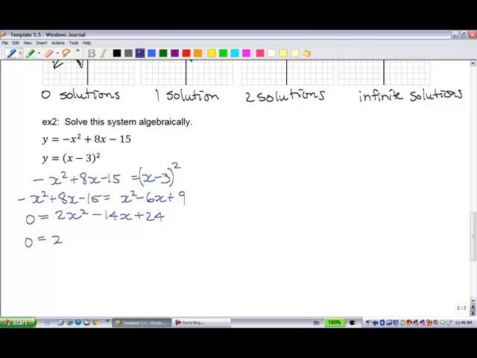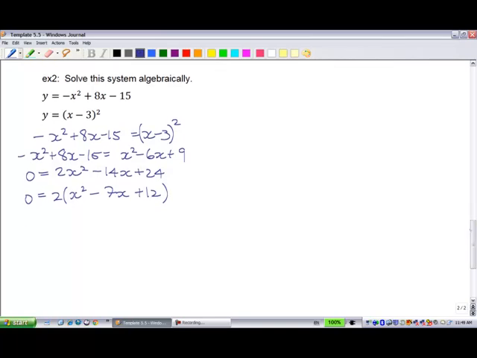I notice that a 2 will factor out of everything. That usually makes it a little bit easier. If you can't see this factoring, you know what, go ahead straight away, use the quadratic formula. That's fine. I notice that this does factor nicely into x minus 3, and x minus 4, which tells me we have x solutions of 3 and 4.